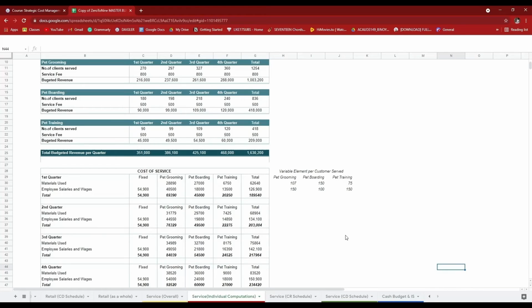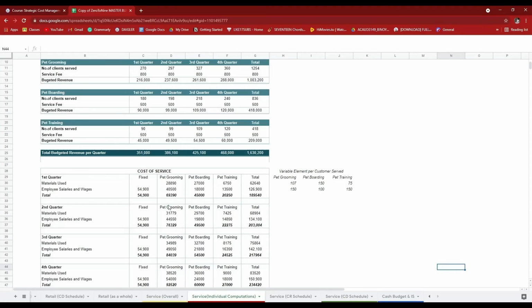The next schedule that we will present is the expense budget for our service operation. In order to obtain the budgeted cost of service, we have to determine first the budgeted sales revenue and the number of clients served per quarter, which was presented already earlier. The cost of service includes the fixed cost of 54,900 per quarter, plus the variable cost for each service. For the materials used, for pet grooming, 28,890, pet boarding, 27,000, pet training, 6,750, for a total of 62,640 cost of materials used.